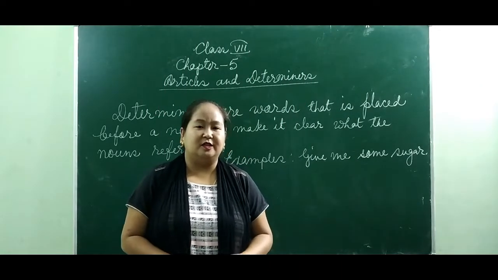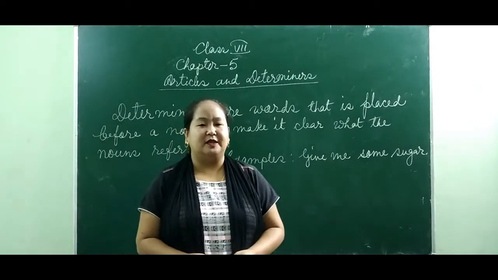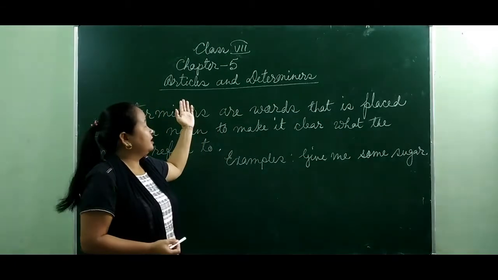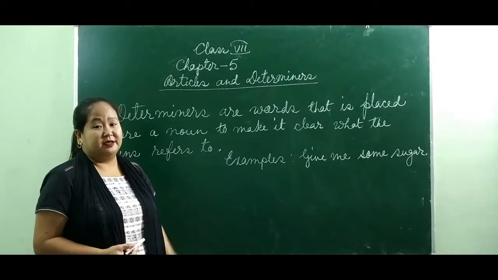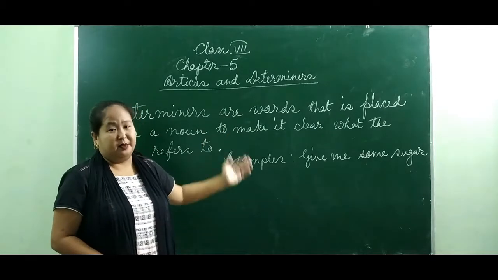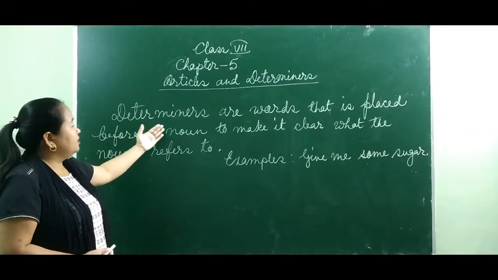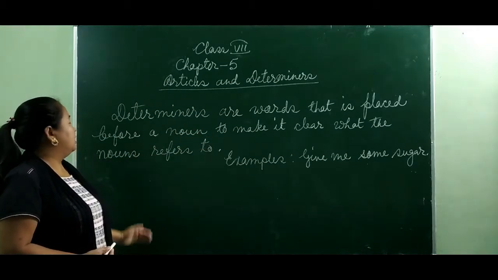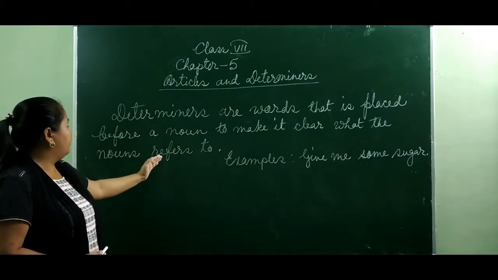Okay, today I am going to teach you about articles and determiners, and it is your chapter number 5. Actually, articles come under determiners, right? Okay, now first of all, let us try to understand what determiners are. Determiners are words that are placed before a noun to make it clear what the noun refers to.